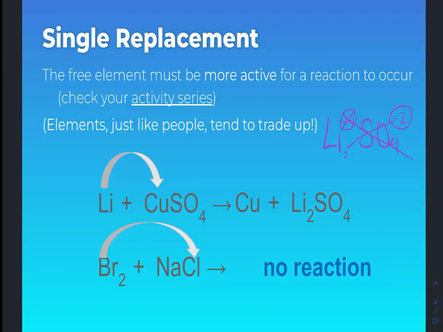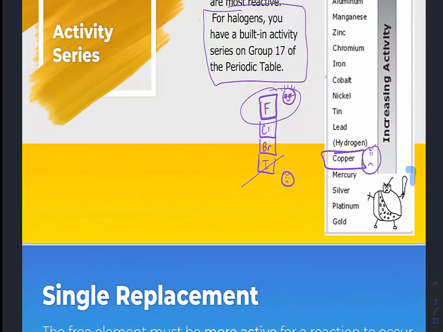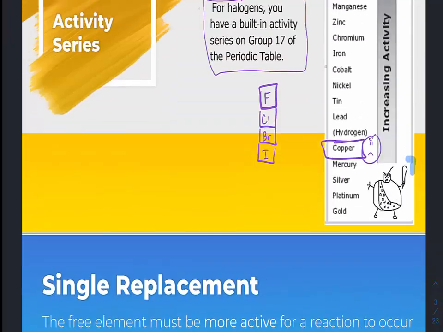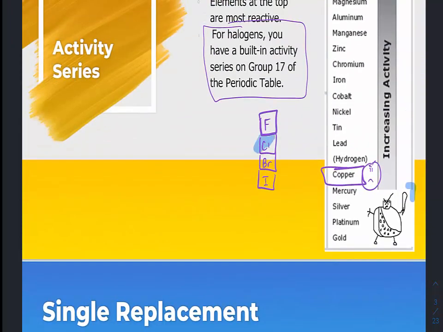Okay, what about the bottom example here? We have bromine all by itself coming along to sodium chloride. Well, bromine is a non-metal on the activity series of halogens. Remember, our halogen activity series is just like from the periodic table. So let's highlight them. In this example, we have bromine and chlorine. Okay, who's better?